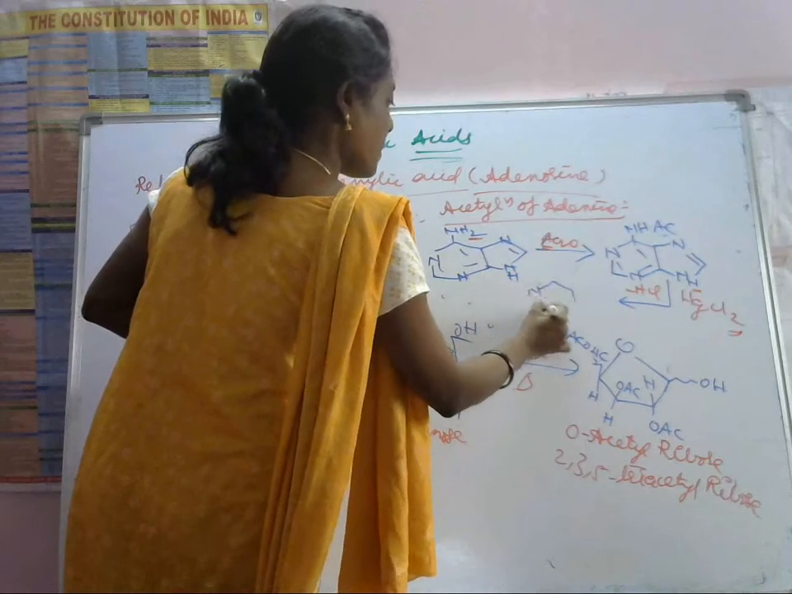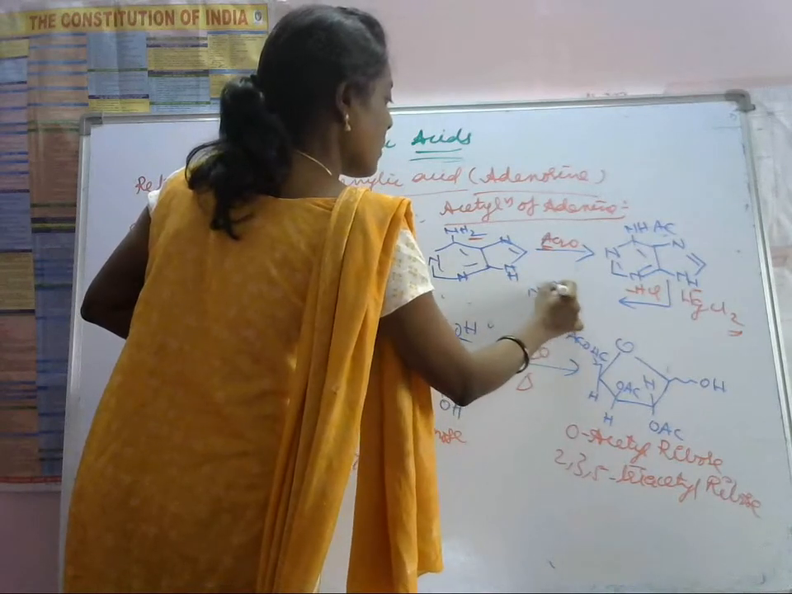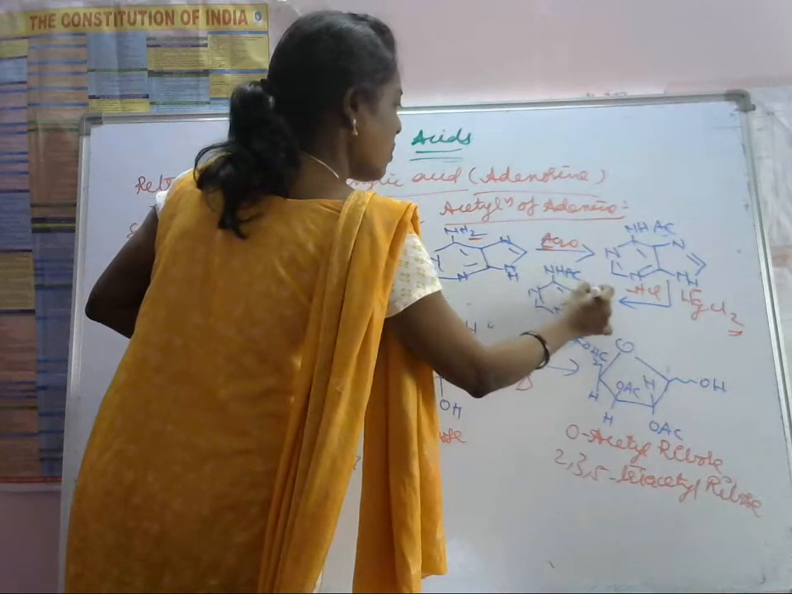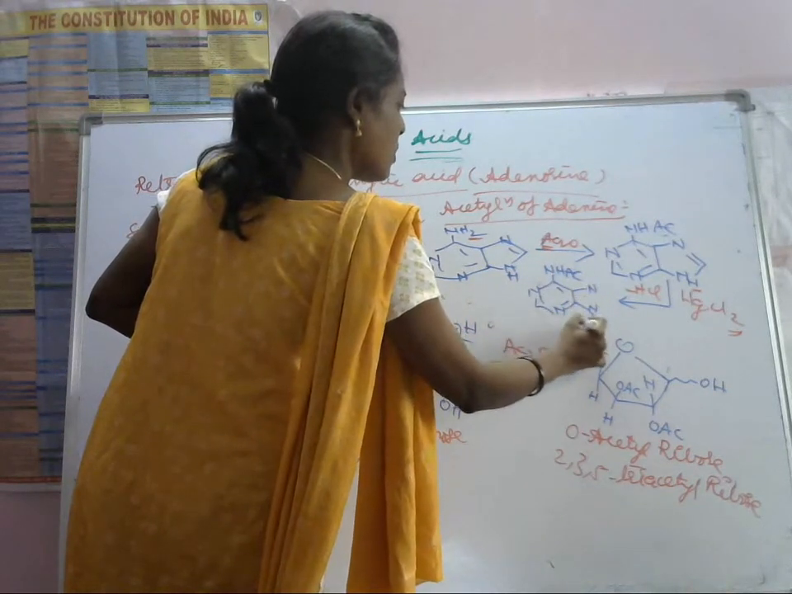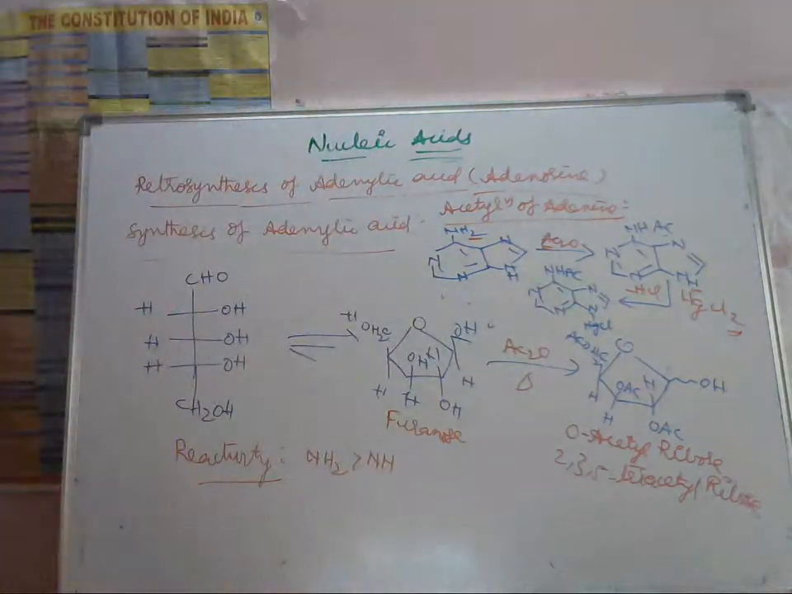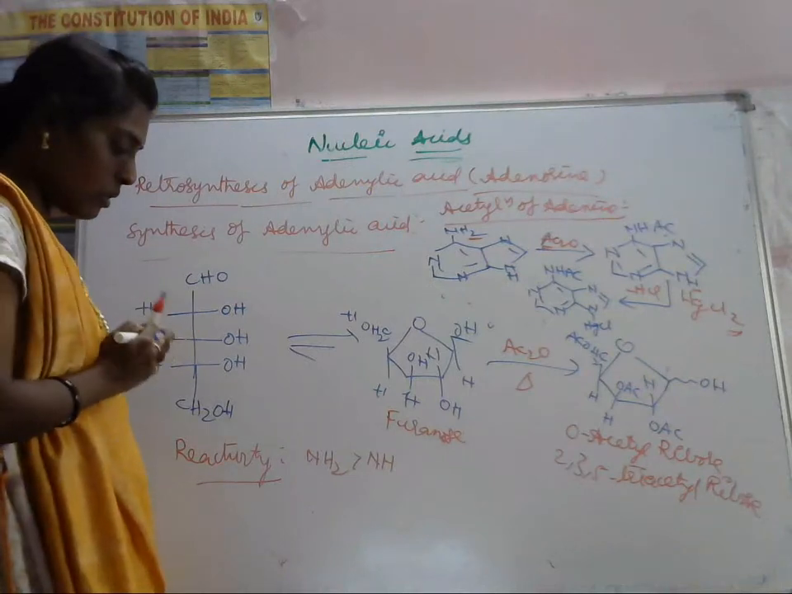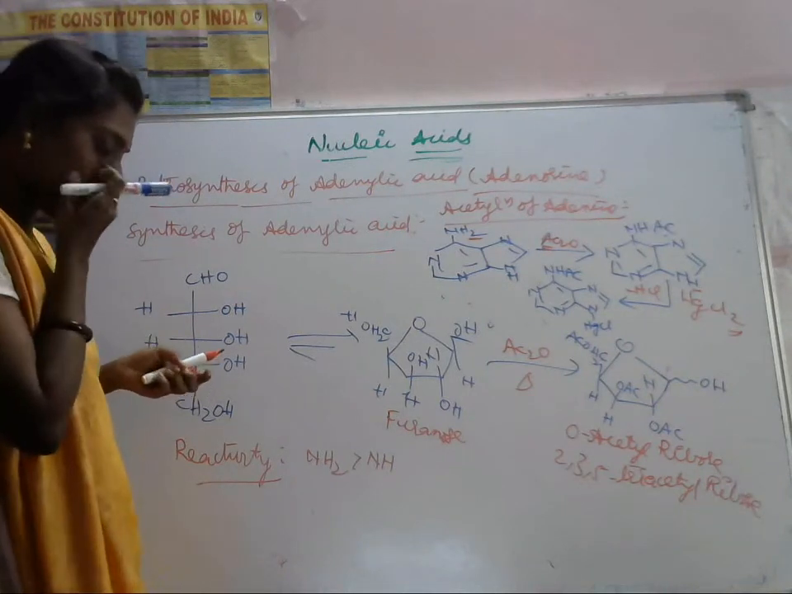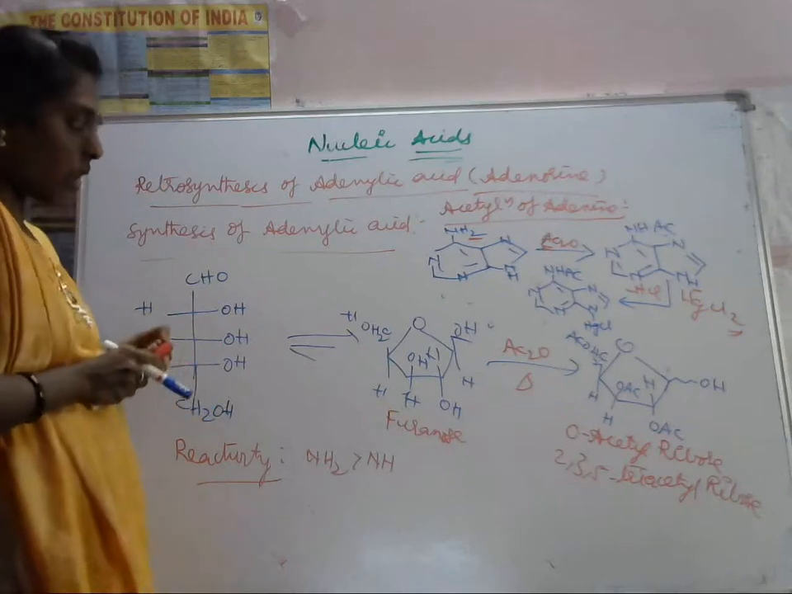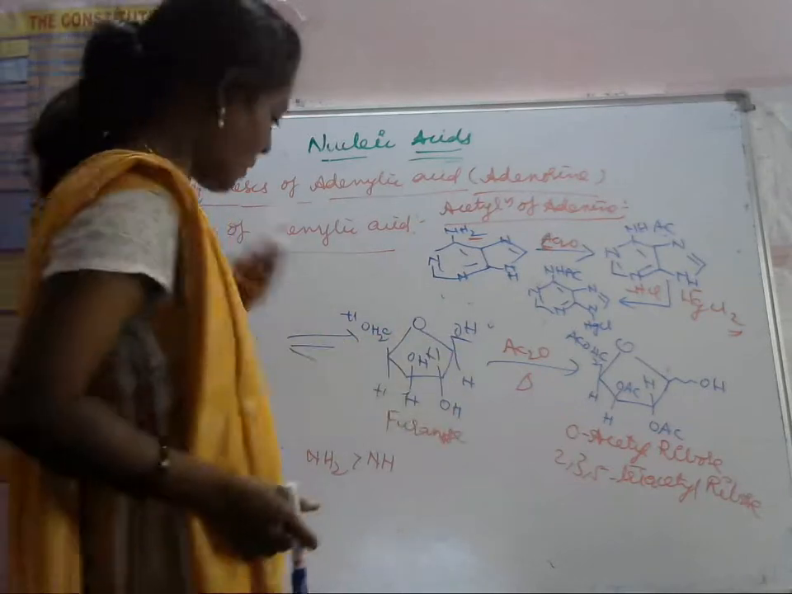this one, NHAc here, nitrogen with HgCl. So like that it forms. We have to do the acetylation for this one. So let's see this adenosine, how we have to prepare the adenosine from this one. Actually we have prepared this one.